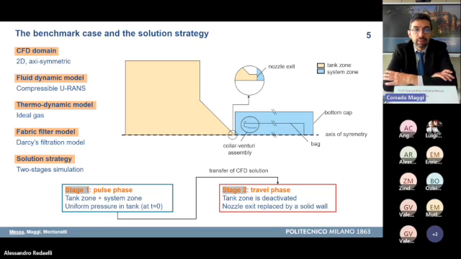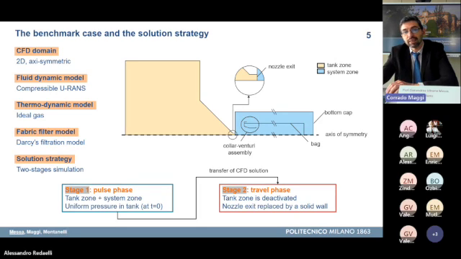As a fluid dynamic model, the compressible formulation of the unsteady Reynolds average Navier-Stokes equations was selected due to the high compressibility of the turbulent air flow. As a thermodynamic model, the ideal gas equation of state was selected. And as for the fabric filter model, the vibration and so the mechanical behavior of the fabric was not solved explicitly, but as it is always and very commonly done in the literature, the fabric was modeled as a fixed cylindrical surface with zero thickness, obeying the filtration law of Darcy to relate the pressure drop to the filtration velocity.